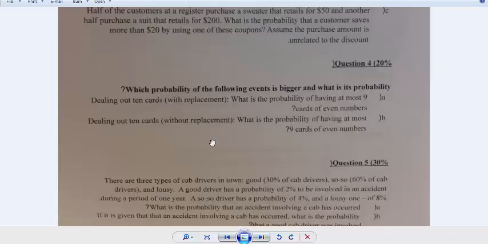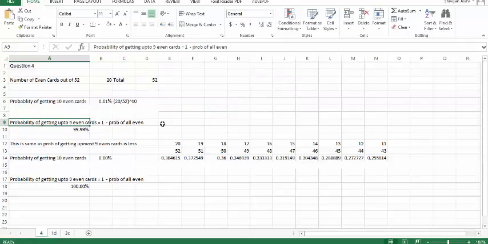Okay, fourth question. It says dealing out 10 cards. What is the probability of having at most 9 even number of cards? So we can start with 0, but we can have at the most 10. So if I can find out the probability of getting 10 even cards and subtract that from 1, it would give at least 1 card including 0.